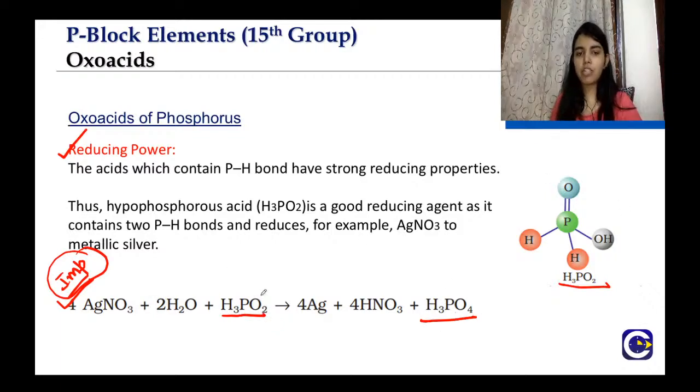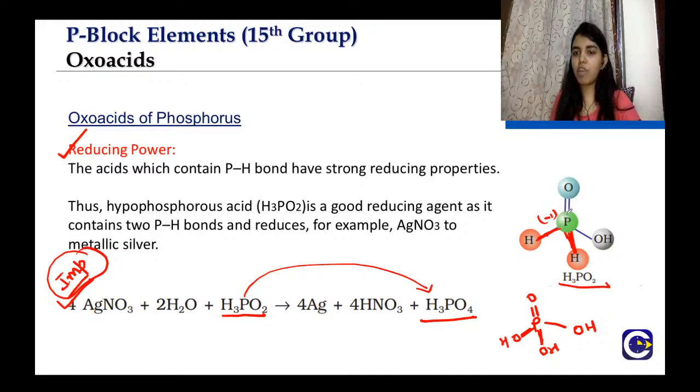Now draw the structure of H3PO4 as it is being converted into H3PO4. It will be P=O, OH, OH and OH. Now can you see here that the two P-H bonds are converted into P-OH bonds. Now each P-H bond was giving -1 oxidation state to phosphorus, right. Now here if you see, the two P-OH bonds are giving +1 oxidation state to phosphorus. Each P-OH bond is giving +1 oxidation state. So this is how basically it is having a reducing property.